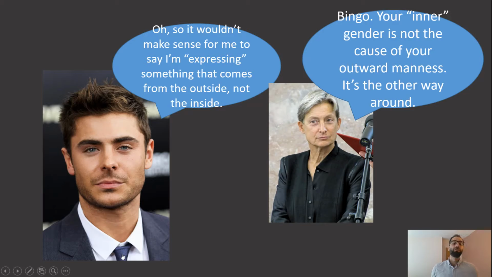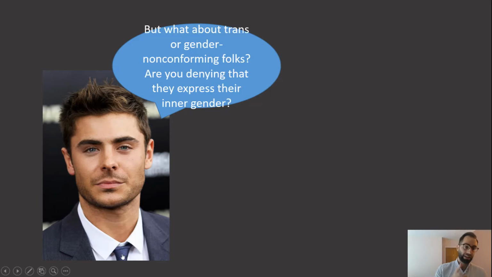In other words, if Judith Butler really wants to emphasize the way in which aspects of gender are inscribed on bodies through behaviors and actions, which are all socially codified, she doesn't want to say so much that your gender is a result of an interior feeling that precedes being thrown into a social world. And here's where some people have issues with Judith Butler's theory of performativity.